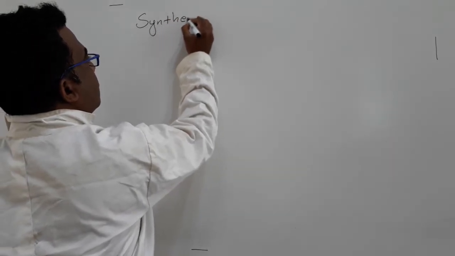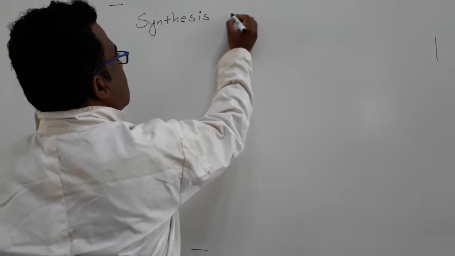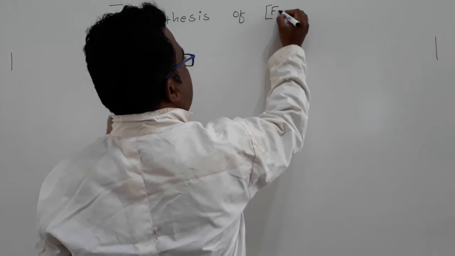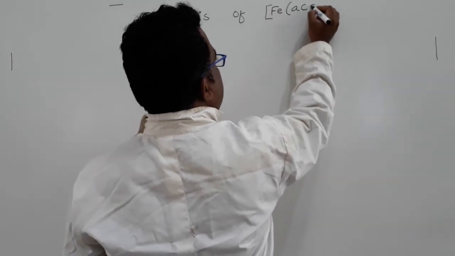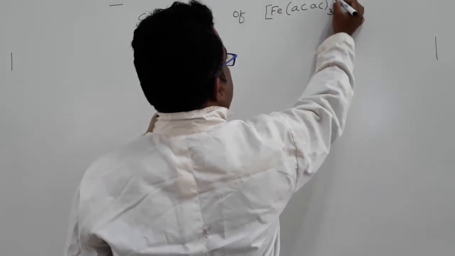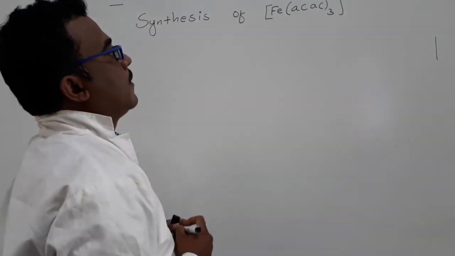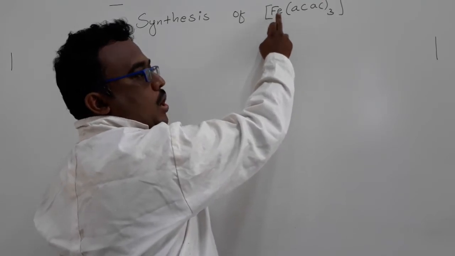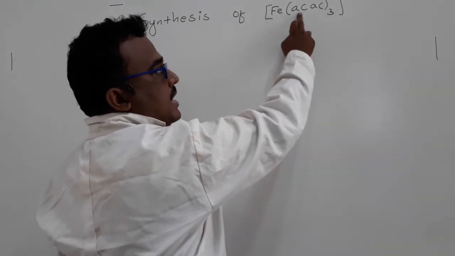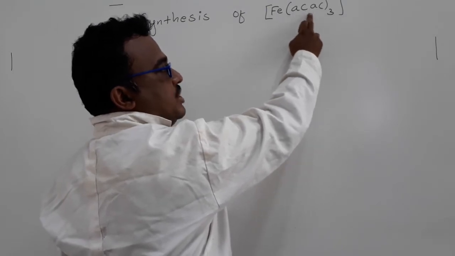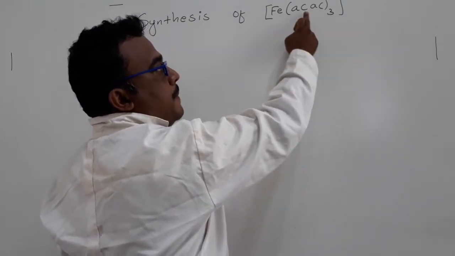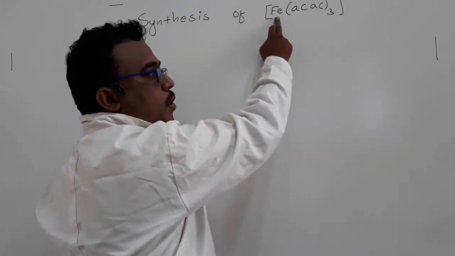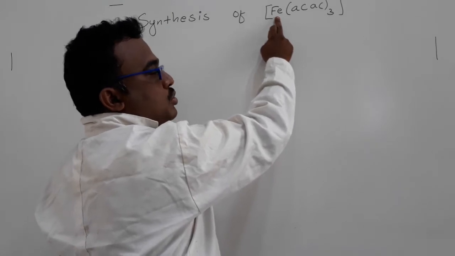Synthesis of ferric acetyl acetonate. In this complex, iron is in the +3 oxidation state. Here AC is an acetyl acetonate ligand which binds the iron atom in a bidentate manner to form an octahedral geometry.